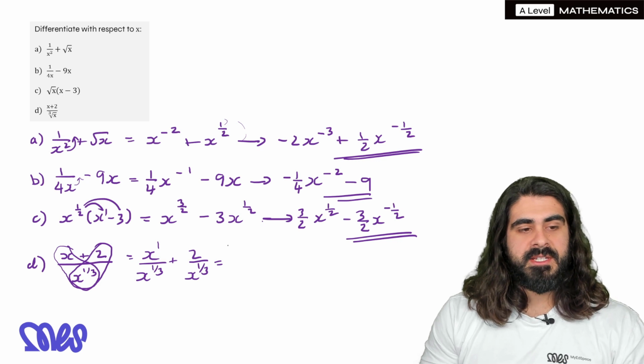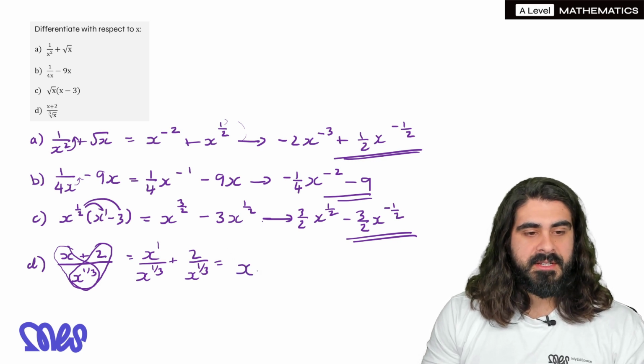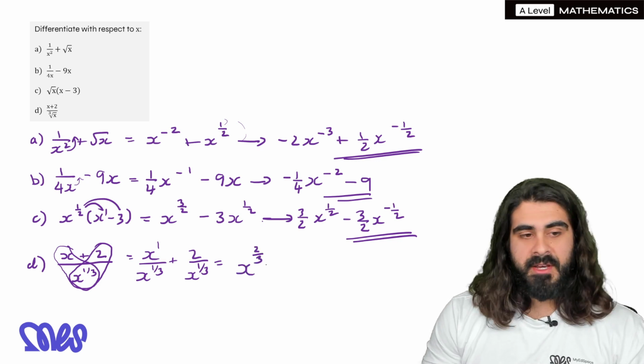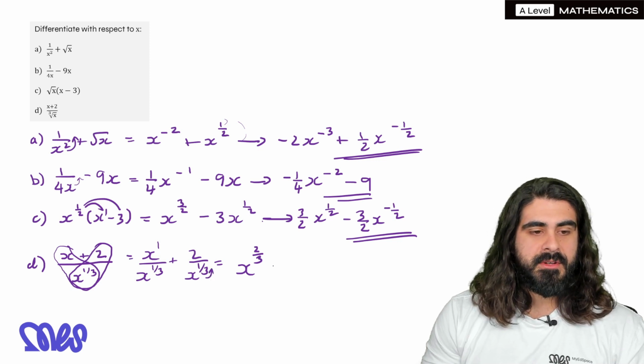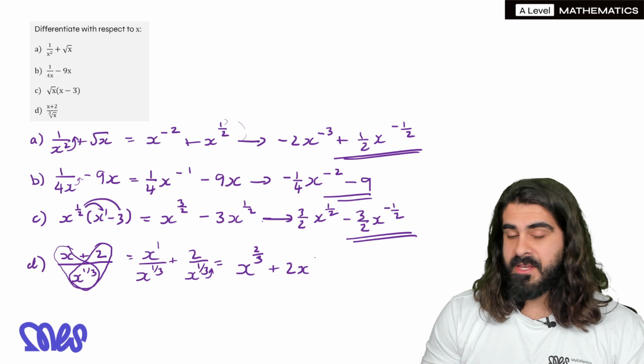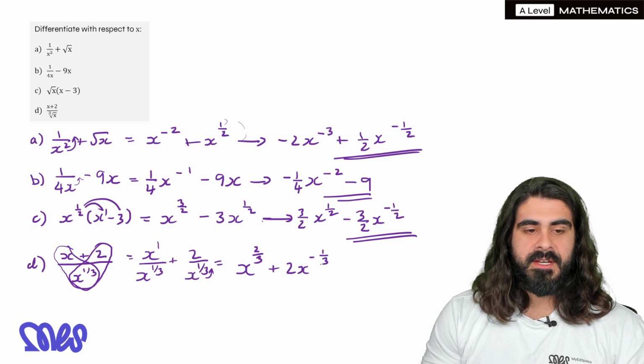So when we divide, we take away the powers. 1 minus a third is 2/3. And then we've got 2 over x to the third. We bring that up. That'll be 2x to the power of minus 1/3. And now we can go ahead and differentiate.